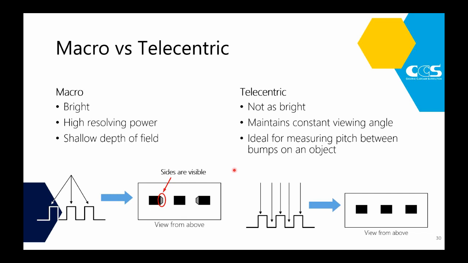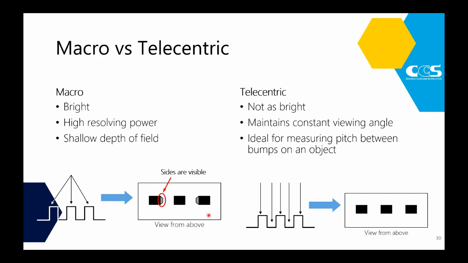So a macro lens versus a telecentric lens. A macro lens is going to be a little bit brighter, and it does have a high resolving power, but it does have a shallow depth of field. And it works kind of the same as your standard CCTV lens, where everything comes back to the fixed point of where your lens is. So if you're looking at an object that has different heights, you will be able to see the sides when looking at certain images. So whatever is in the middle will be flat, but as you get out to the edges, you'll be able to see down.